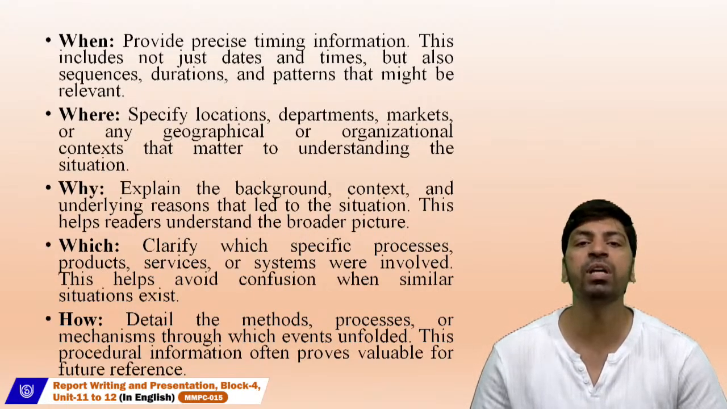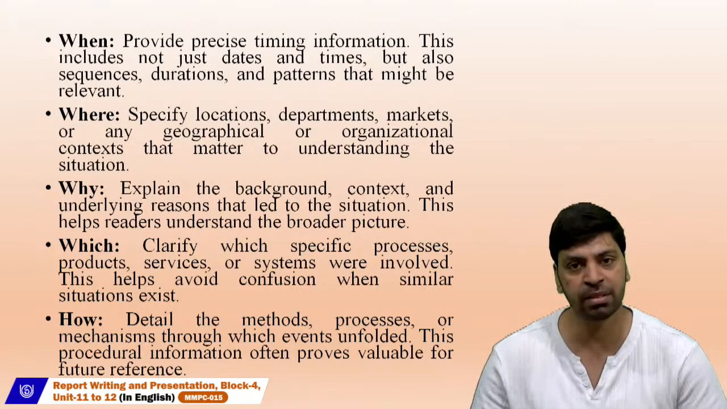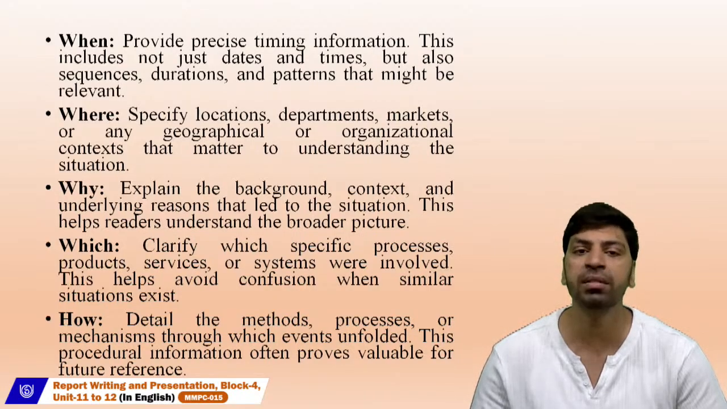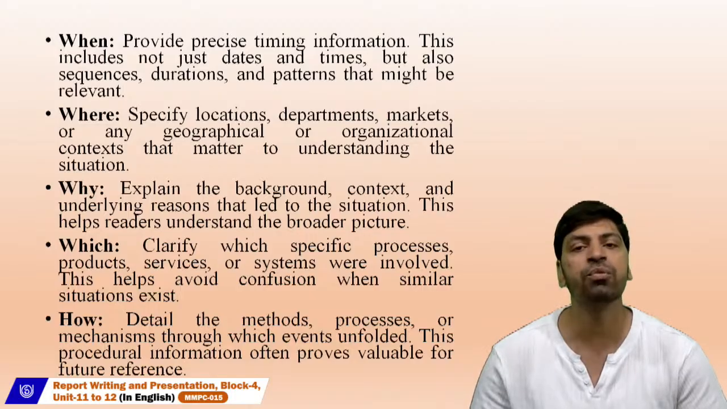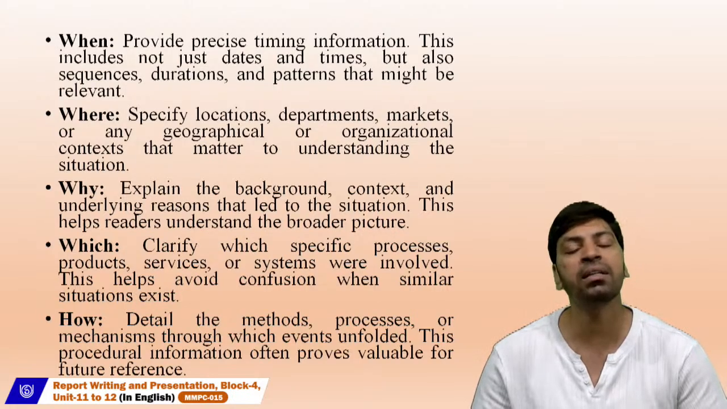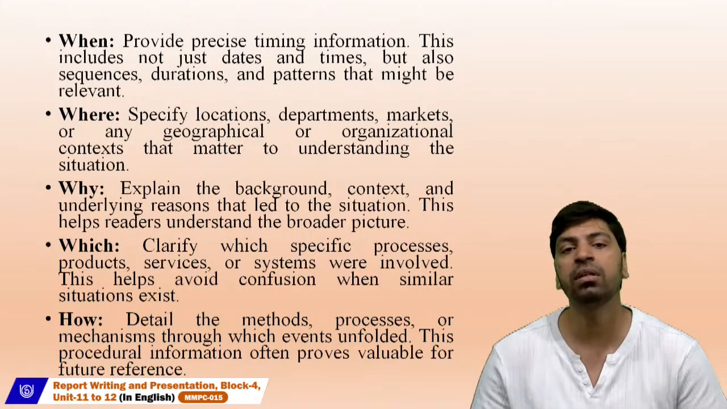Which clarifies which specific processes, products, services, and systems are involved, which helps avoid confusion when similar situations exist. And the last is 1 H, that is how. Detail the methods, the processes, and the mechanisms through which events unfolded, and this procedural information proves valuable for future reference. It's all about what methods and methodology were used, and how the mechanisms or equipment were used, and this information will be valuable for our future references.